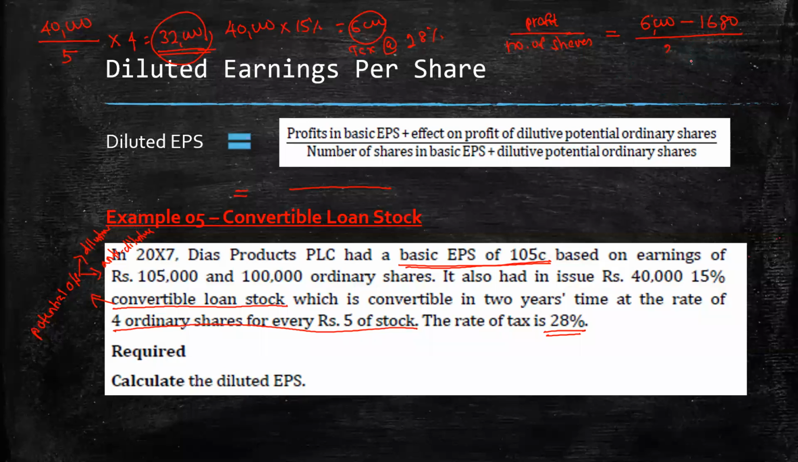6,000 minus 1,680, that is the net impact on profit. That figure we need to divide by the increase in shares, right? 32,000. So the answer here should be 0.135. Now, based on this answer, tell me whether it is dilutive or anti-dilutive.